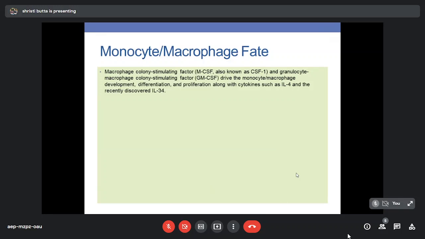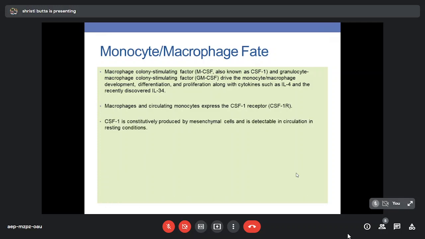The macrophage colony stimulating factor that we were talking about, that is the MCSF, also called CSF1, and the granulocyte macrophage colony stimulating factor, also called GMCSF, drive the monocyte macrophage development, differentiation, and proliferation, along with cytokines like interleukin 4 and, for that matter, the recently described interleukin 34. However, the macrophages and circulating monocytes express the CSF1R, that is the CSF1 receptor. The CSF1 is constitutively produced by the mesenchymal cells and is detectable in circulation in resting conditions. Under homeostatic conditions, CSF1 promotes monocyte development and macrophage proliferation, which is controlled in a negative feedback loop. So that is very important.